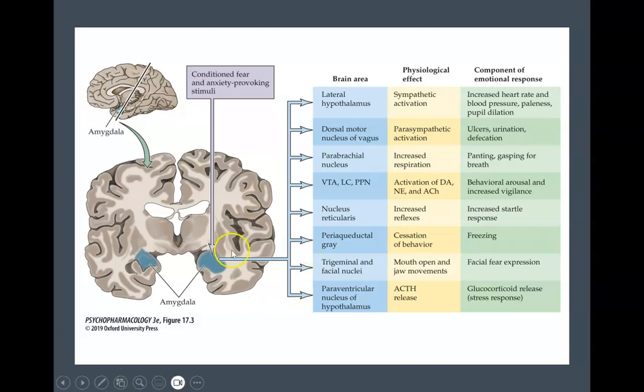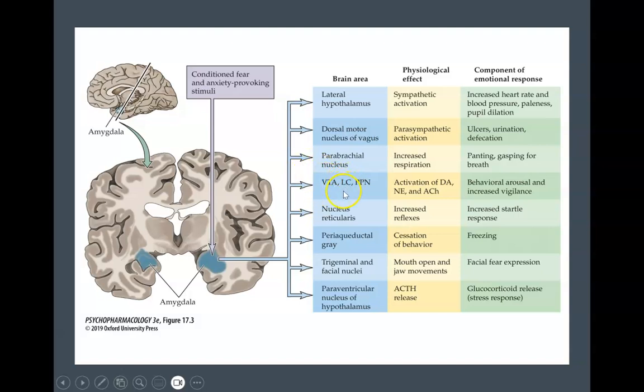So here you can actually see a lot of the different outputs and the effects that they have, not just on your physiology, but your emotional responses. So here are a variety of different outputs. We have fear and anxiety producing stimuli. Here's your amygdala. Here are a lot of different outputs. So the hypothalamus, we're going to get sympathetic activation, and we're going to see those sympathetic nervous system effects. The dorsal motor nucleus of the vagus nerve, so this is the 10th cranial nerve, we're going to get some parasympathetic activation too, like ulcers, urination, and defecation. The parabrachial nucleus, that's going to be in areas of the brainstem, increased respiration, panting and gasping for breath. Maybe if you have a cat or a dog, when they're under a lot of stress or they're scared, you might actually see them pant.